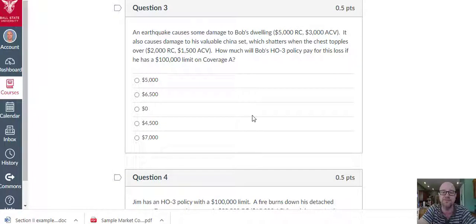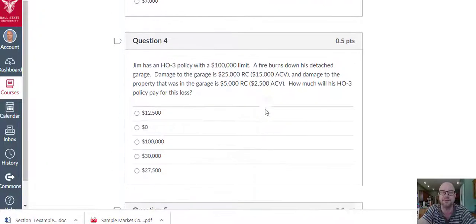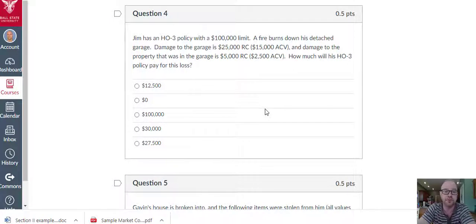Earthquake causing damage to Bob's dwelling. What do we know about earth movement? It's excluded. Not a problem. This isn't something that's going to be covered. That's a problem. Number 4, Jim has a HO3 policy with a $100,000 limit.